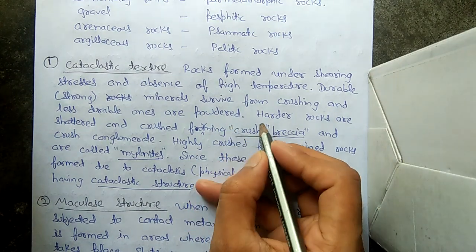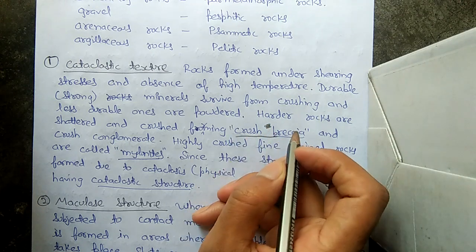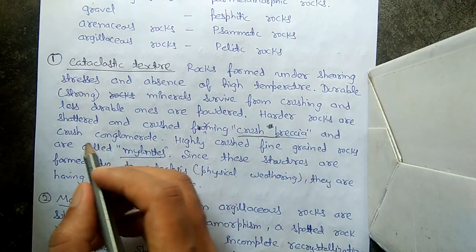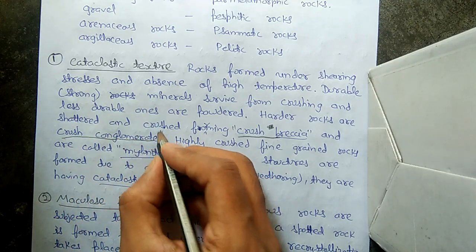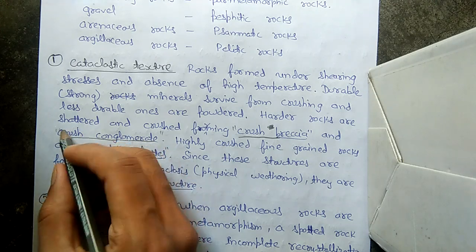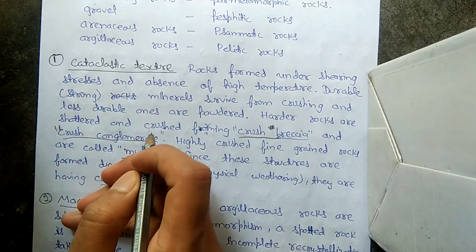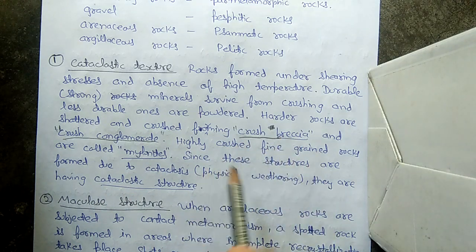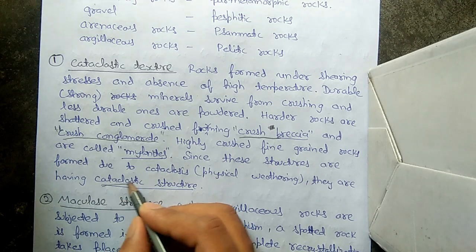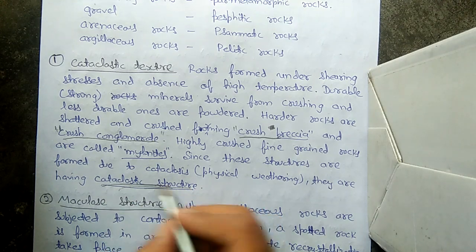Now it is good. The name of the rock is crush breccia, and crush conglomerate also. If the particles are rounded, then it forms conglomerate, and if the particles or the constituents are angular, then it forms crush breccia. Highly crushed fine grained rocks are called mylonites. Since these structures are formed due to cataclasis, cataclasis meaning physical weathering, therefore they have cataclastic structure. That's why they have cataclastic structure.